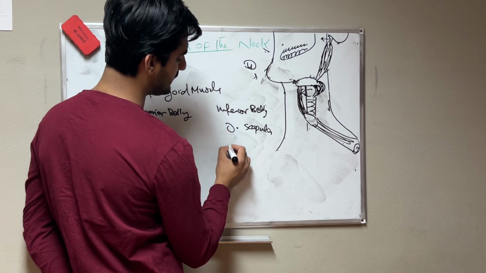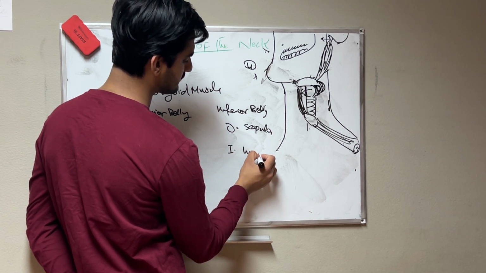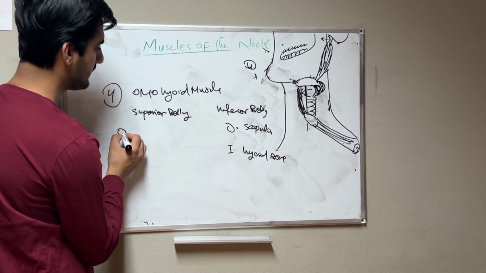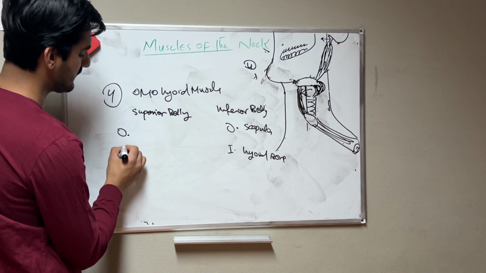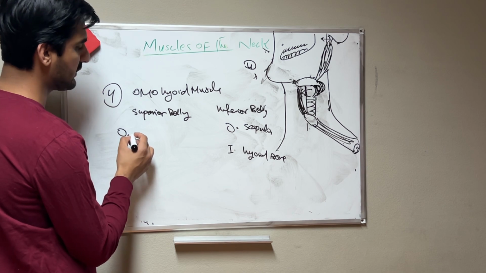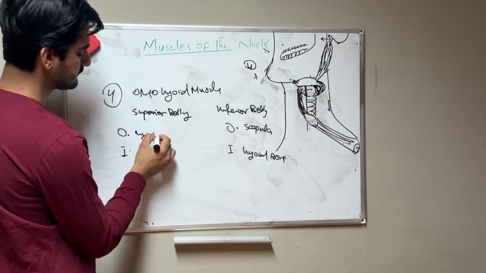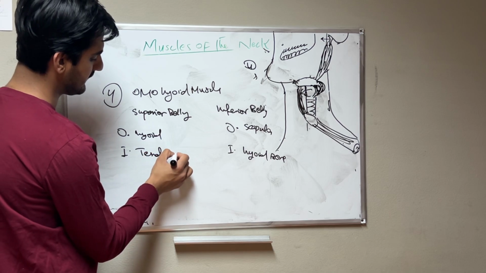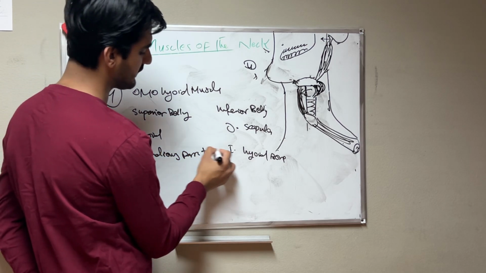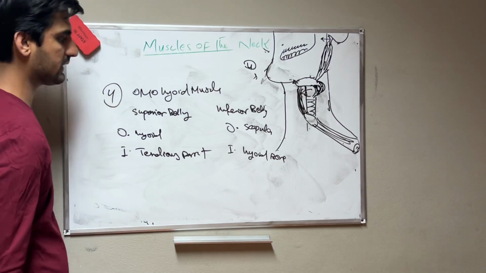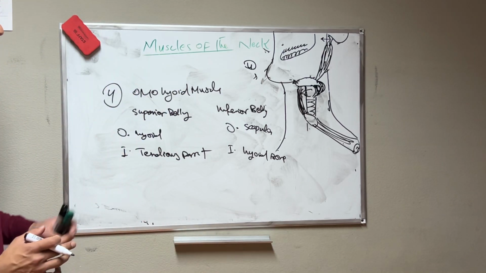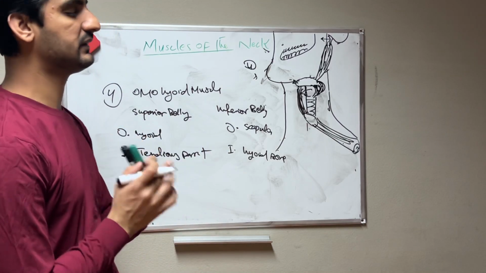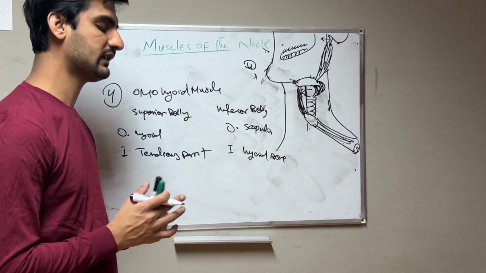and is inserted into the tendinous part. The superior belly originates from where? The tendinous part, and is inserted into the hyoid bone. These are the omohyoid muscle. The function is the same, holding the hyoid bone in one place. These are the supra and infrahyoid muscles of the neck.